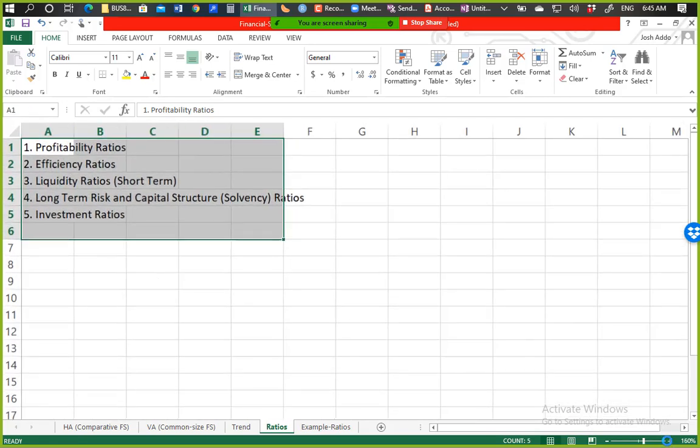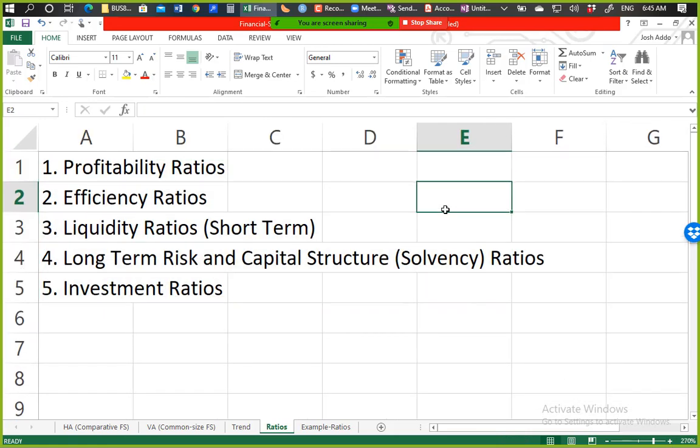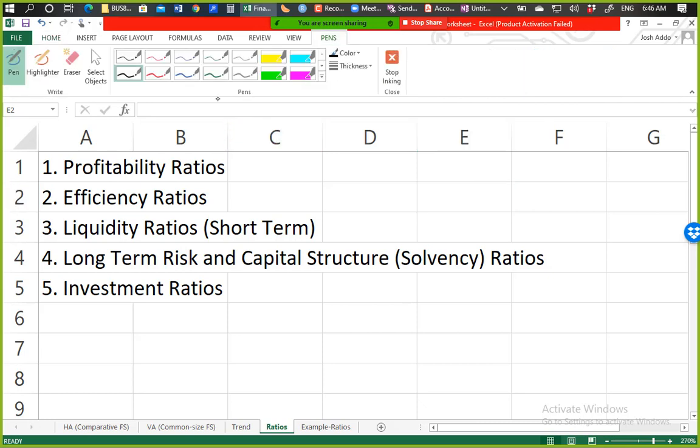We are going to talk about profitability ratios. We are going to compute some statistics that will give us a sense of whether the company is profitable, whether the company is running itself profitably or not. So we have profitability ratios.